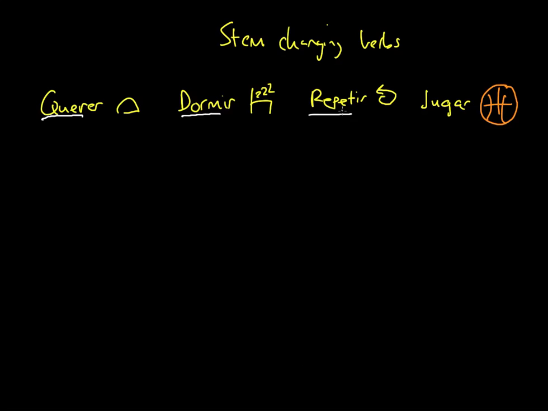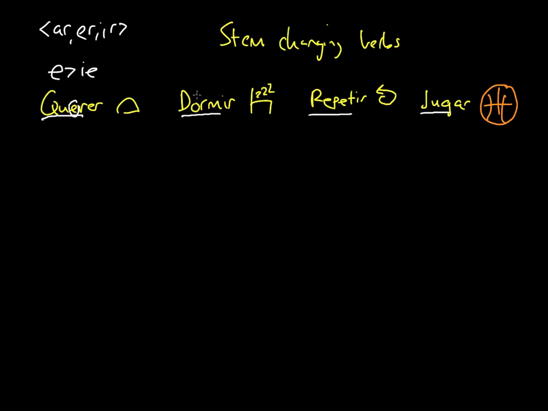Okay? Remember, in Spanish, verbs end in either AR, ER, or IR. So the stem is what comes before the last 2 letters. So in this verb here, querer, we're going to have a stem change of E to IE. That means this E is going to change to IE when we conjugate it.